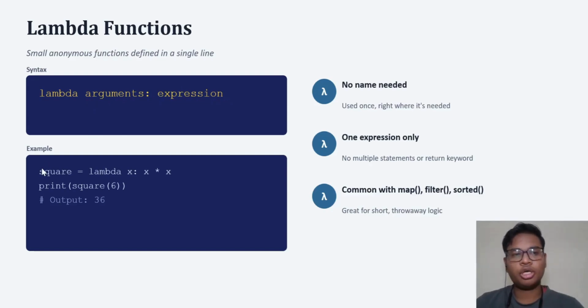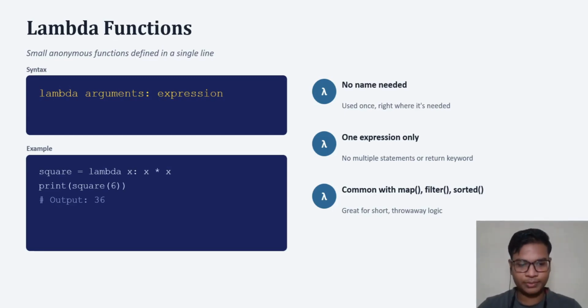If you want to print a square with the help of lambda, write lambda x colon x square, and print it. You will find the output. Let's talk about this: first, no name needed, used once, written where it's needed. Second, one expression only. Always remember, only one expression. Third, it is common with map, filter, and sorted functions, great for short throwaway logic. These are also examples, and with the help of this, we use the lambda function.